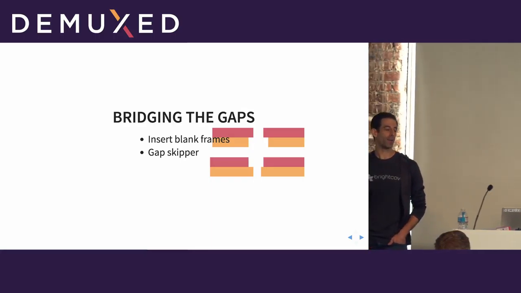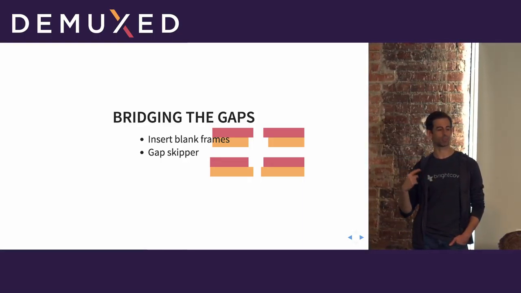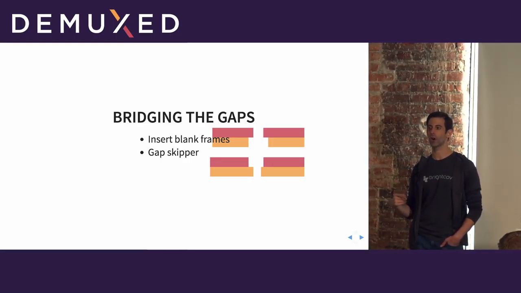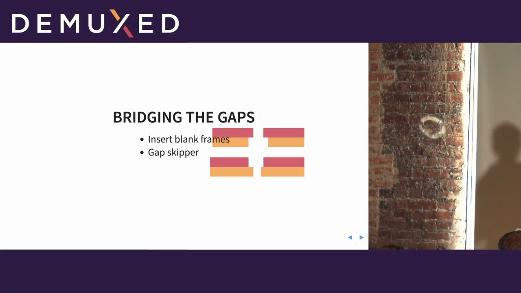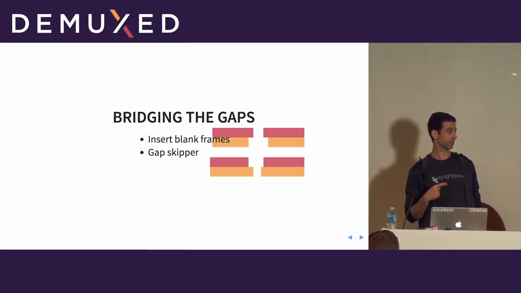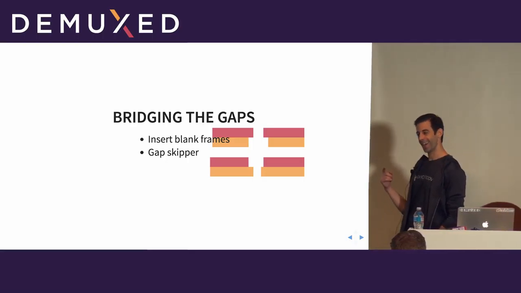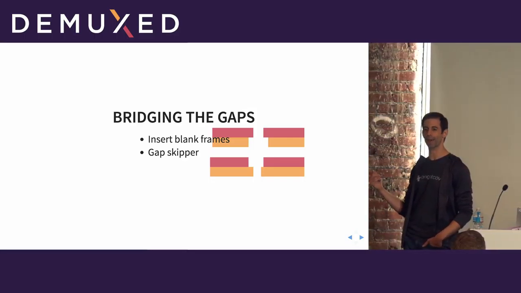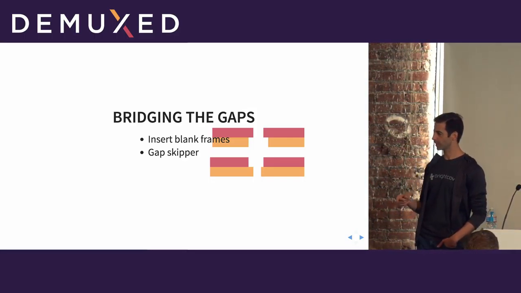This is hard, and I don't think it makes sense for a player developer to have to be encoding video or audio frames on the fly. Not my favorite solution. The one that we're using right now, which, if you're going in this direction and want to work around this particular problem, I would suggest, is kind of an ugly hack, which is just a gap skipper. So monitor playback.